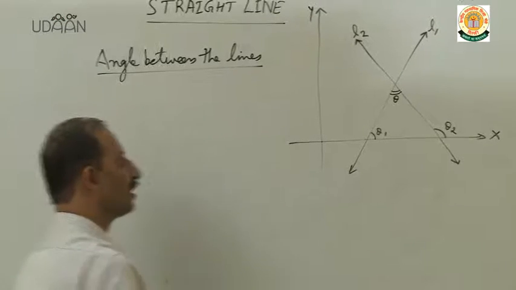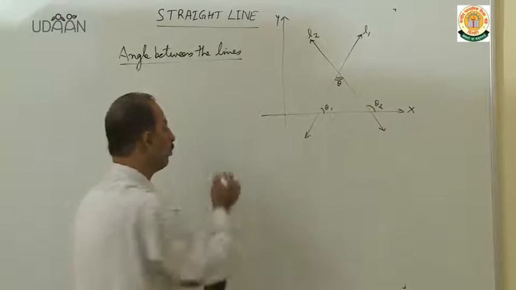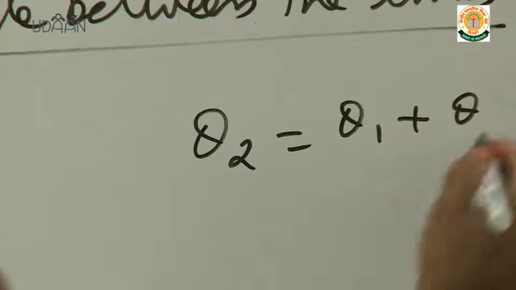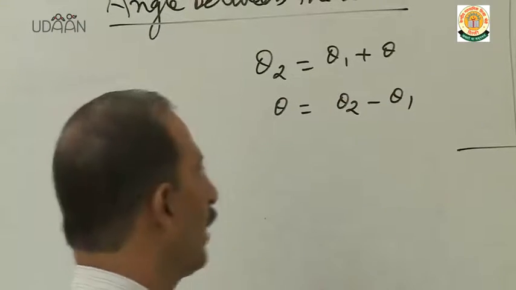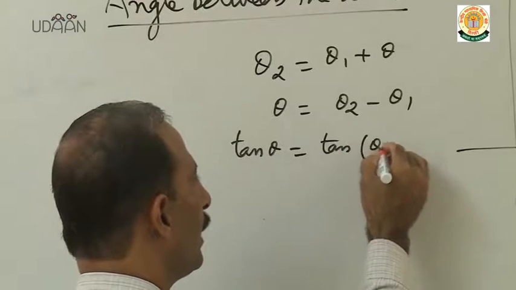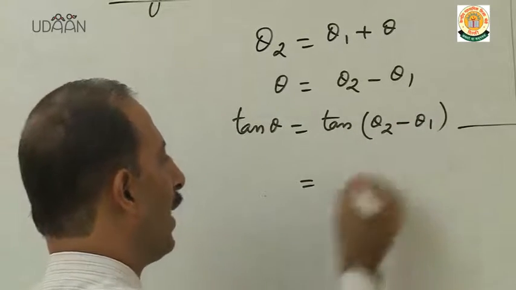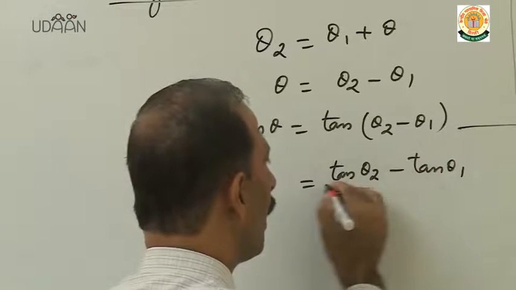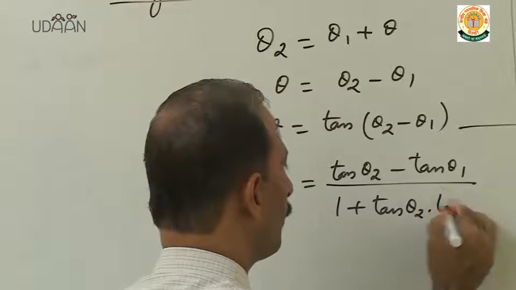So it is clear from this triangle, theta 2 is the exterior angle. So the value of theta 2 will be equal to theta 1 plus theta. Now you can find theta from this relation, theta 2 minus theta 1. If you take tangent on both sides, tan theta will be equal to tan (theta 2 minus theta 1). Now apply the formula of tan (A minus B), that is (tan theta 2 minus tan theta 1) upon (1 plus tan theta 2 into tan theta 1).